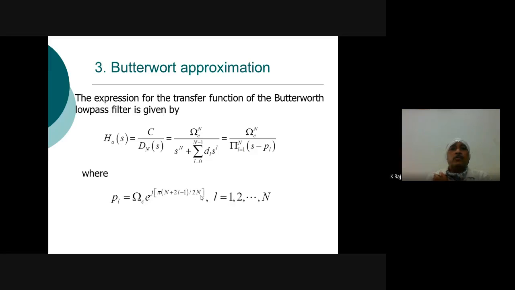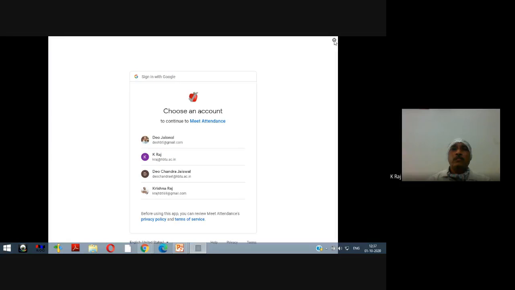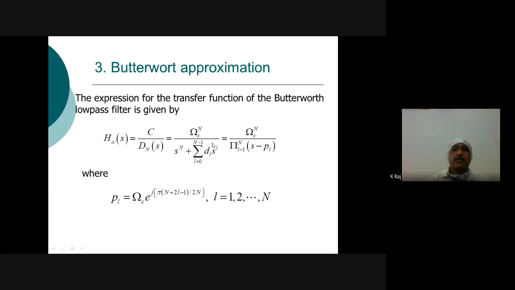So the expression for the transfer function of the Butterworth low pass filter will be described by this one, that is omega_c to the power n upon s to the power n plus summation of d_l s to the power l, where l starts from 0 to n minus 1, and n is the order of the filter. And what is this? This is nothing but some constant divided by D_n(s), that is the denominator here.